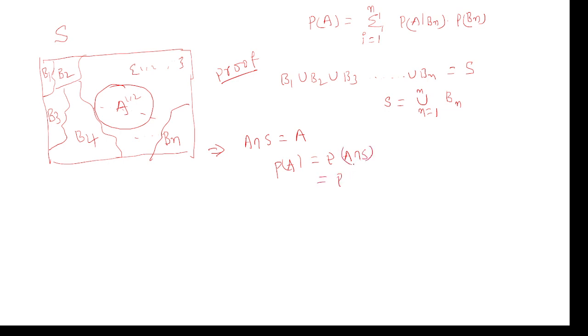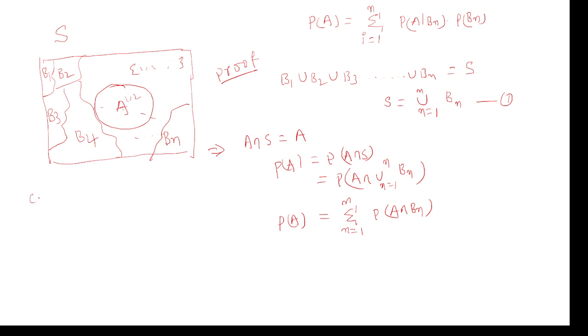Therefore, probability of A intersection S, from this equation, is the union of n equal to 1 to n Bn. Here we can take the union outside, and it becomes sigma n equal 1 to n probability of A intersection Bn. So this is P of A, and now this is A intersection Bn.